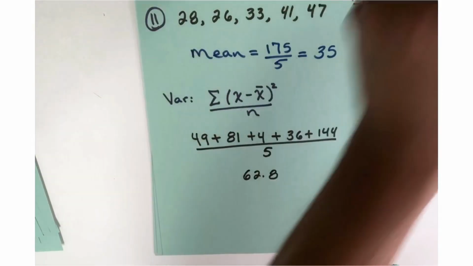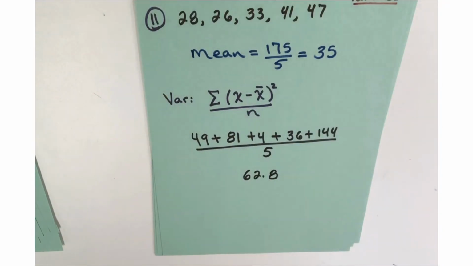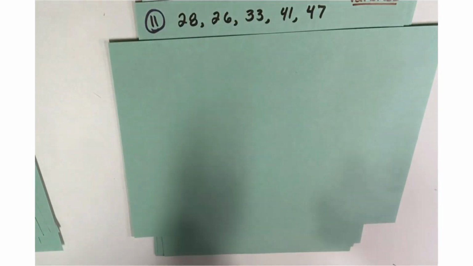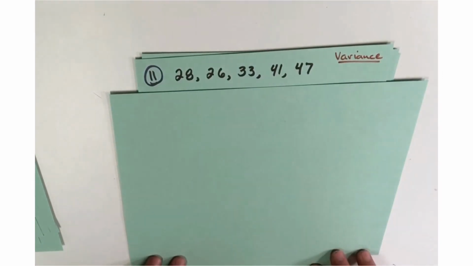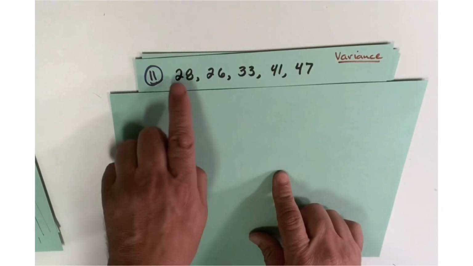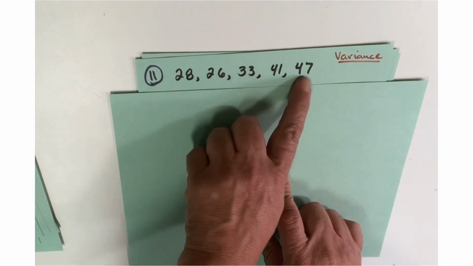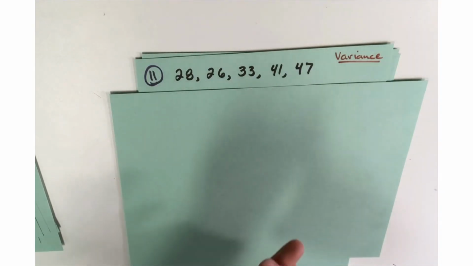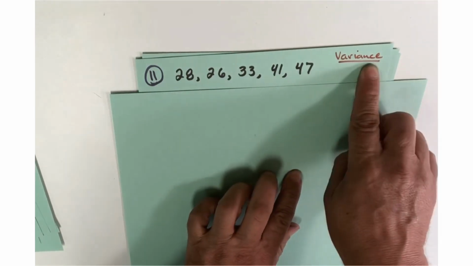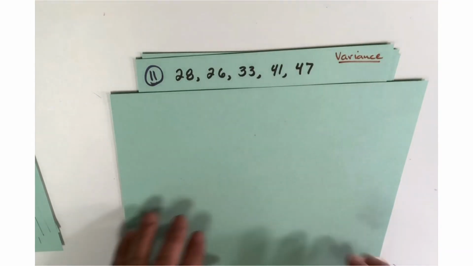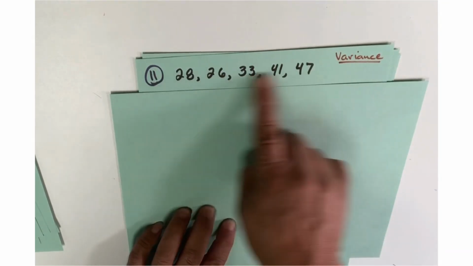I'm going to keep that to the side over here because I'll be back for that. Let's do it again, but this time no decimals, okay? Nicer. Number 11. If you read number 11, the key word is once again variance. Here are the numbers they give you: 28, 26, 33, 41, and 47. Remember, you're going to find the mean, then the variance, and then the standard deviation. But here they only want you to stop at variance, so don't go to standard deviation yet. Okay. So I'm going to go find the mean by adding all those numbers and dividing by 5.